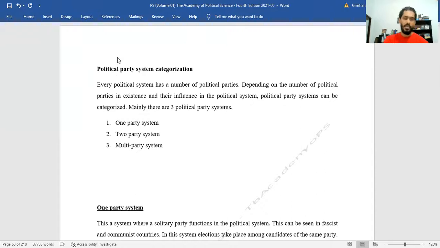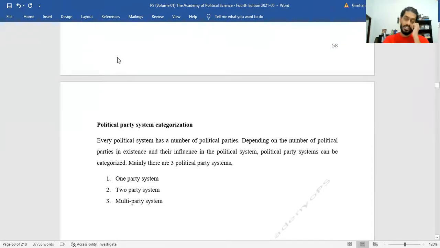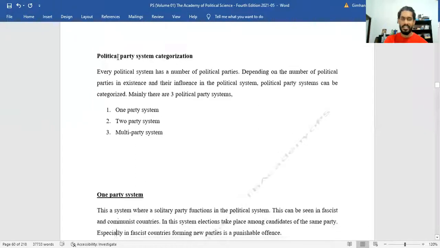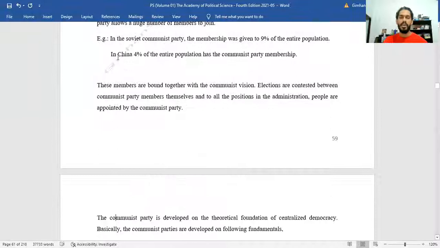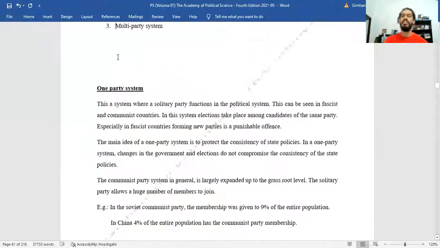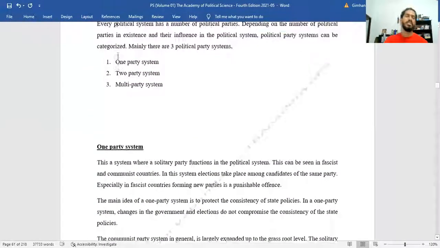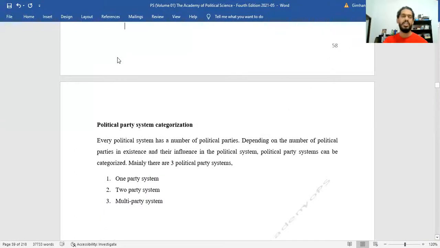Okay, then we have the political party system categorization, which is a larger lesson, and I don't think that we can discuss that just like that. So political party system categorization and pressure groups and civil society, we shall look into next Saturday.